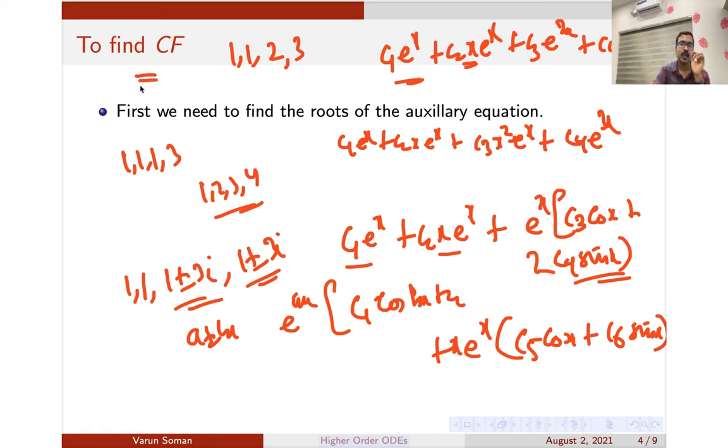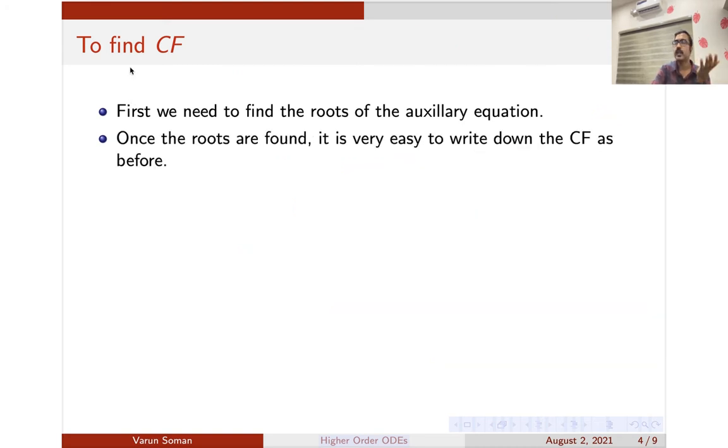The first step, to find the complementary function, is to write down the homogeneous equation, then write the auxiliary equation and find its roots. One more thing I have to say: finding the roots, you already know how to find roots when you have studied linear algebra. In last semester you studied linear algebra, in which you have to find the eigenvalues, so you know how to find the roots there. So you can use your traditional methods to find roots.